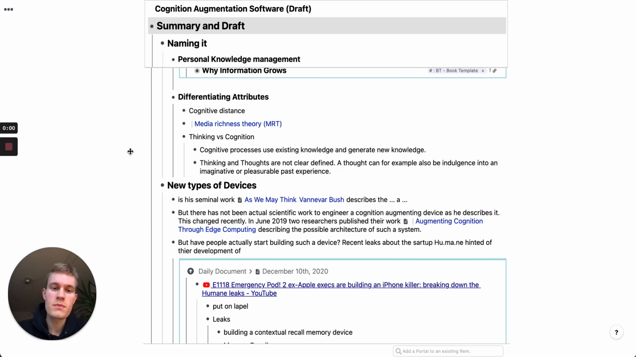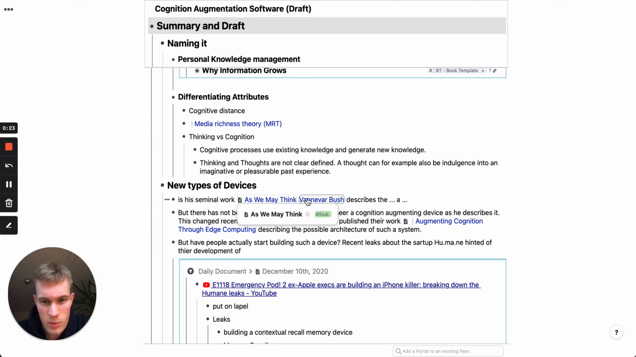This would be interesting. Let's maybe look at 2 papers and what my workflow was of transitioning them into the article of the current draft. For the paper Augmenting Cognition through Edge Computing, which was published in June 2019, I already drafted 1 sentence starting with citing Vannevar Bush's work, As We May Think, which is this pretty old article of his describing a memex, which is like a device to store memories and retrieve them fast and work with them.